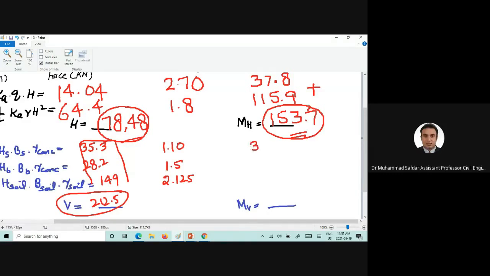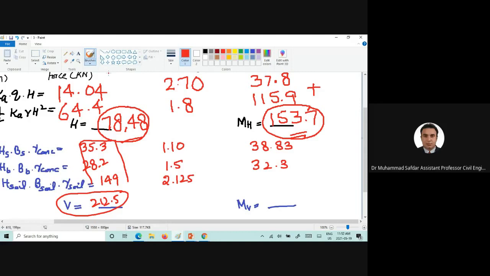38.83. 42.3. 42.3, and for the soil, 316.62.